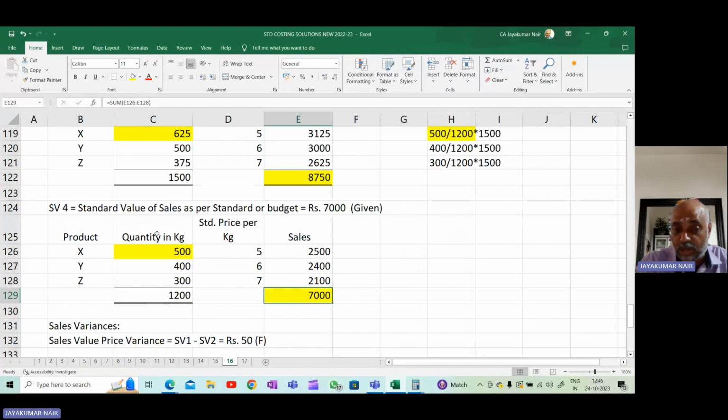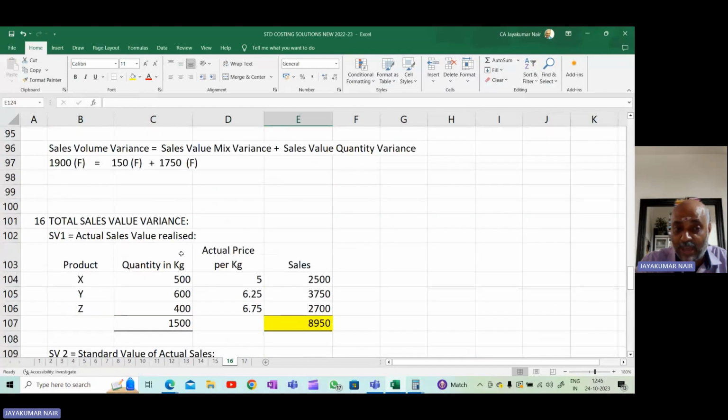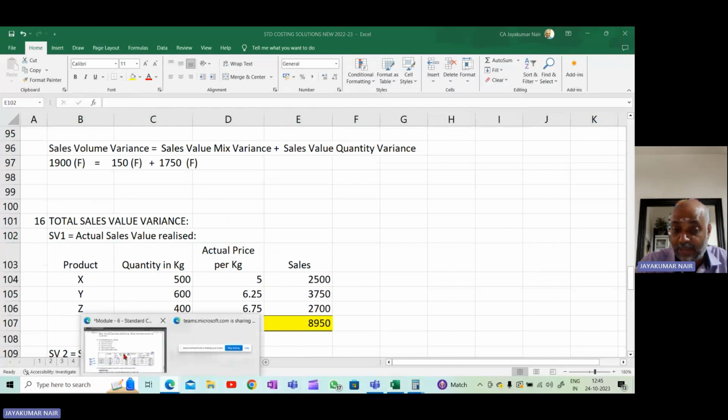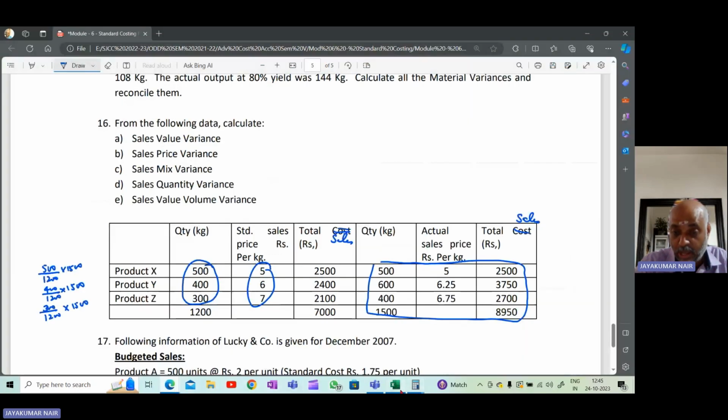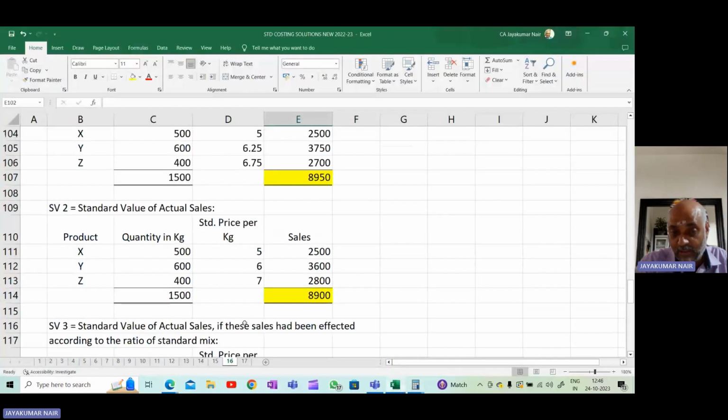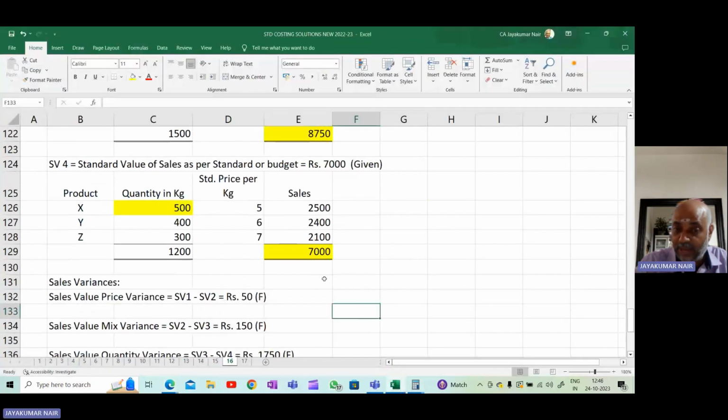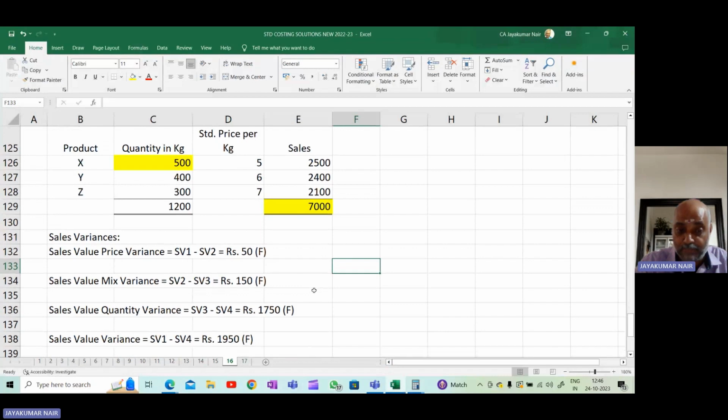So this table is not necessary. You can write straight away 7,000. Similarly, for SV1 also, this table is not necessary. You can write 8,950 because the table is already given in the question. However, here I have worked it out also. Okay, after you have computed this, then you have to compute the sales value price variance. So how do you calculate price variance?